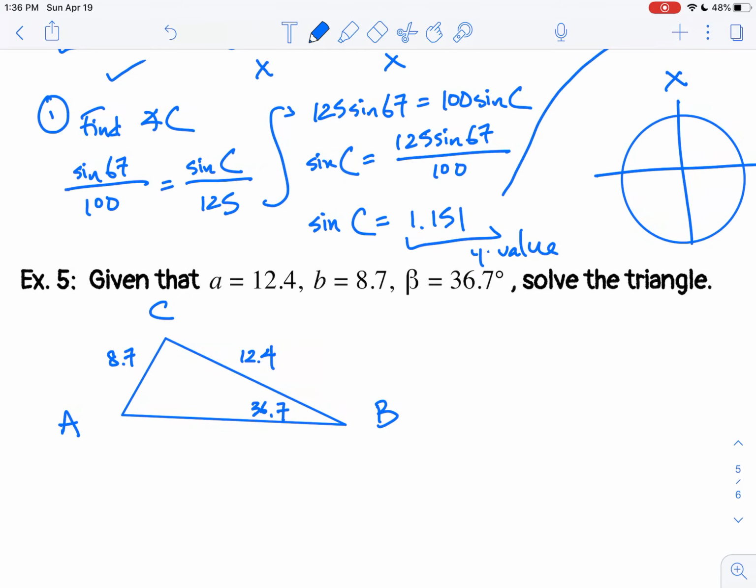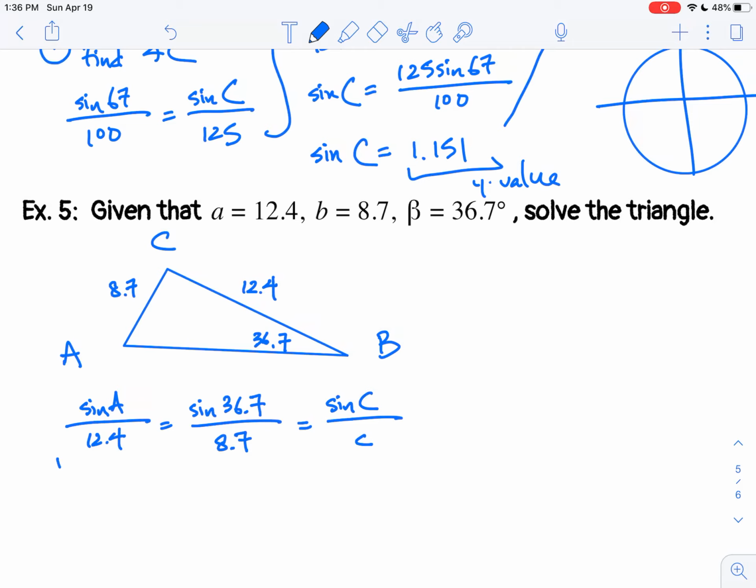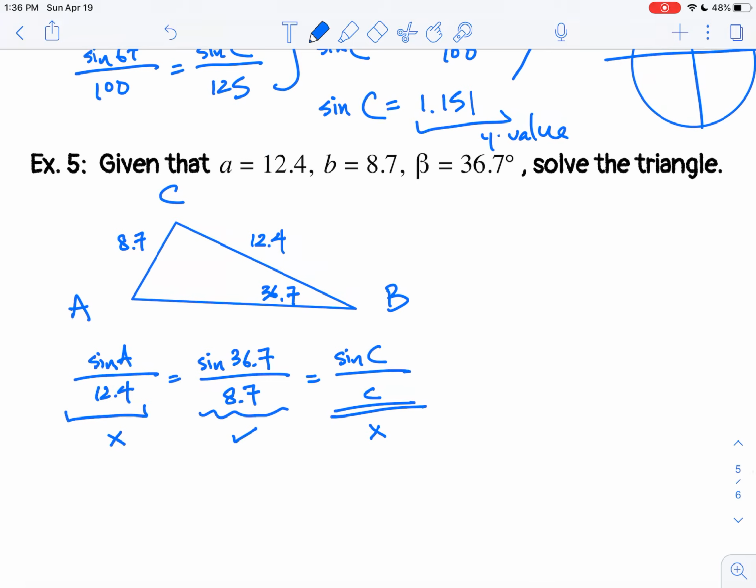So let's go ahead and set up our law of sines. Sine A over 12.4 equals sine 36.7 over 8.7, which equals sine C over little c. All right, so full pair, no. Full pair, yes. Full pair, definitely not. Okay, so it looks like we are going to be finding angle A first.